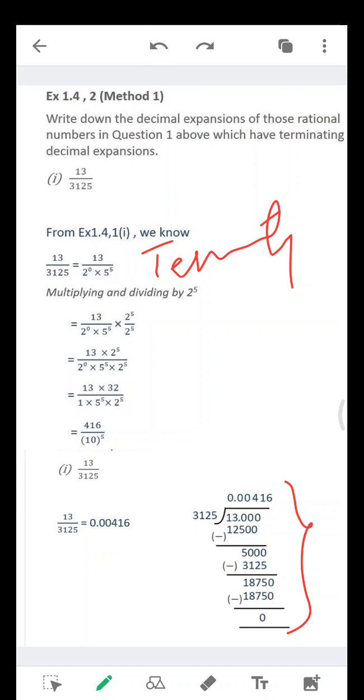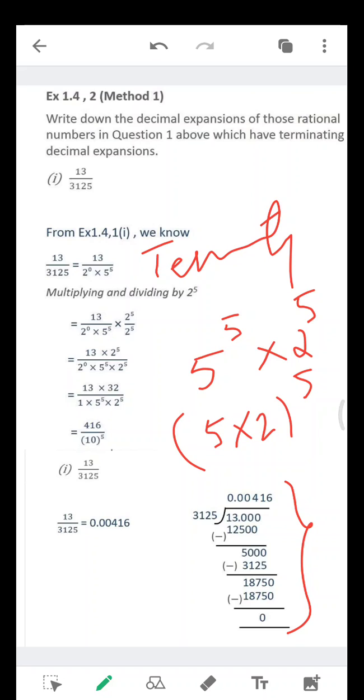Another method, the new method, is 13 by 2 power 0, 5 power 5. So 2 power 0 is 1, there is no 2 in that. So how many 5's do we have? We have 5 power 5. So I'll multiply by those many 2's. I am multiplying and dividing by 2 power 5. Got it, everyone? Because if I multiply 2 power 5 here, then I can write (5 into 2) whole power 5, and that becomes 10 power 5.